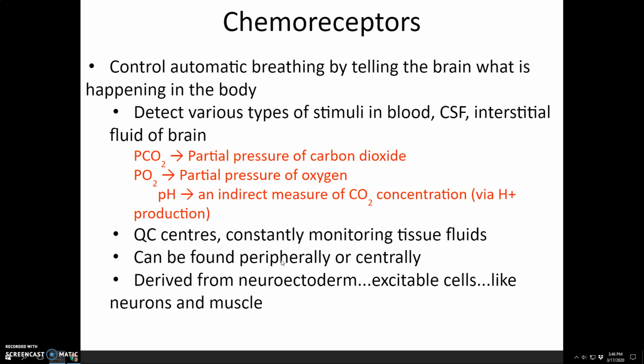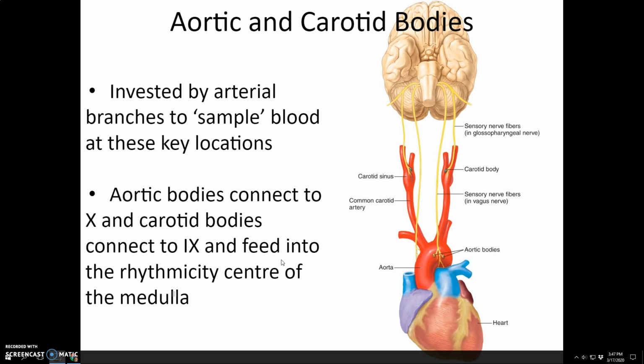It's not so much important that you understand that these are derived from neuroectoderm, but those of you who took biology, developmental biology with me might appreciate this. When something's derived from the neuroectoderm, it means it's very neuron-like. And so what we'll see is that these chemoreceptors are really like excitable cells. So they're very much like muscle or neurons. They can undergo electrical changes inside them and like release neurotransmitters, for example.